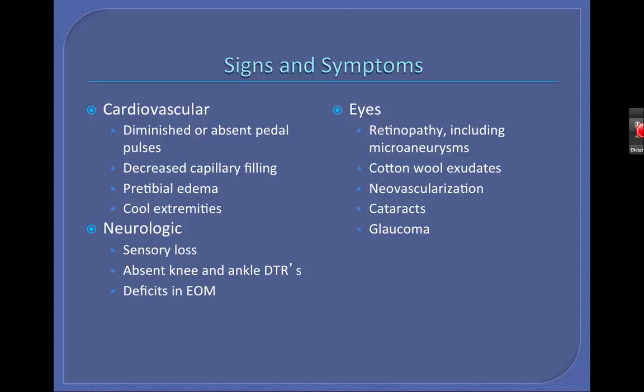In the eyes, you'll have retinopathy, including microaneurysms that are seen with the ophthalmoscope, cotton wool exudates, neovascularization, and cataracts and glaucoma. Also, when you look at the eyelids of long-term diabetics, you're looking at ptosis, which can damage the nerves that control the upper eyelid. So look for that. Oftentimes you'll see that with chronic diabetics.